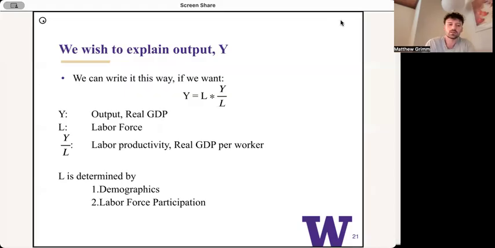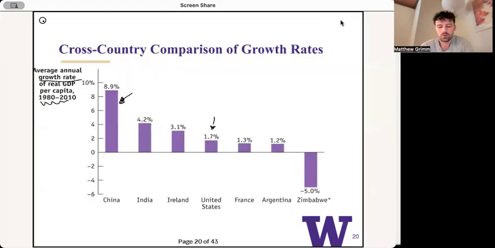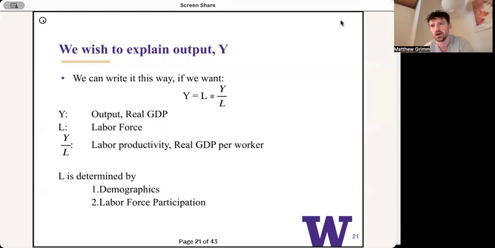Okay, so we see all of these empirical things, and as economists, we want to understand, for example, why is China's GDP growing at an average of 8.9%? Why is the United States only at 1.7%? What's driving this?